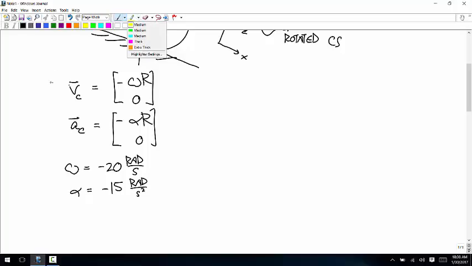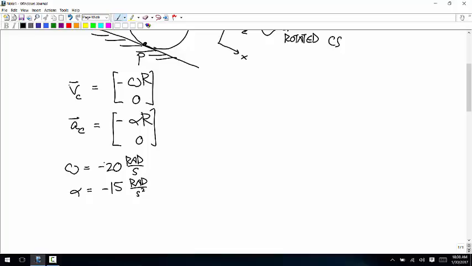Okay, how do you know that the angular velocity should be negative? Just physically looking at the problem, you know that if it's moving down the incline, it has to be rotating clockwise, and that's negative. And then how do you know the angular acceleration is clockwise? Yeah, it's speeding up.